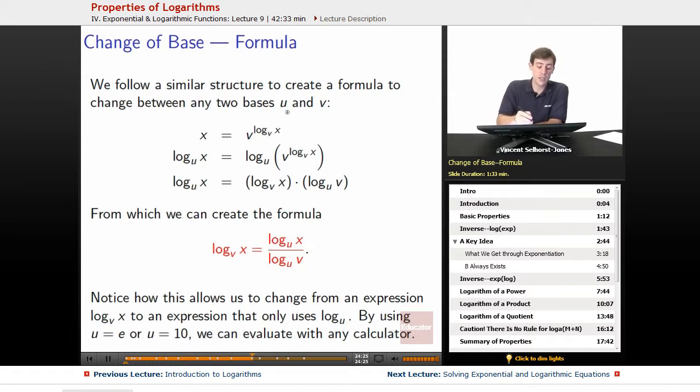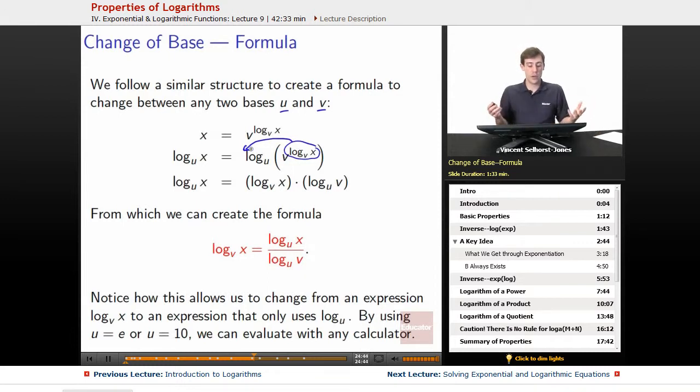then we could once again take a log on both sides, and we'll take log base u because we want to get both v and u, both of those logs, into action. So we take log u on both sides, and then we can bring this down in front because it's an exponent, and we've got log_u x equals log_v x times log_u v.